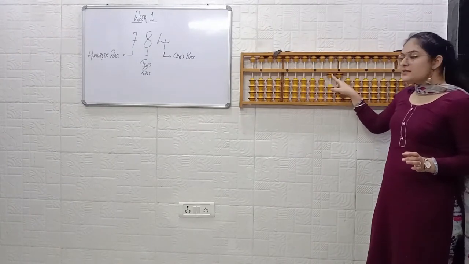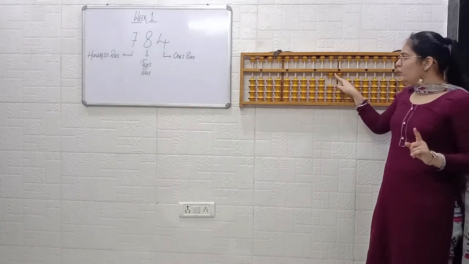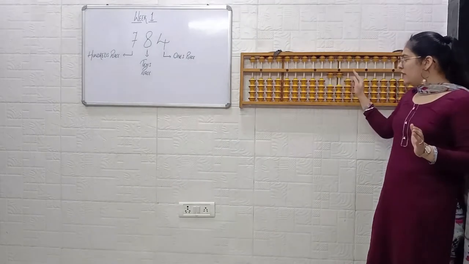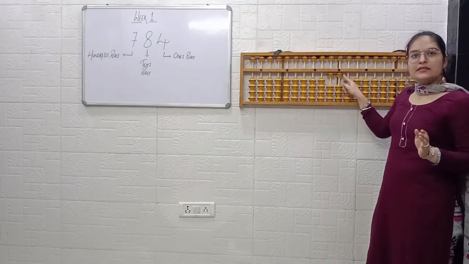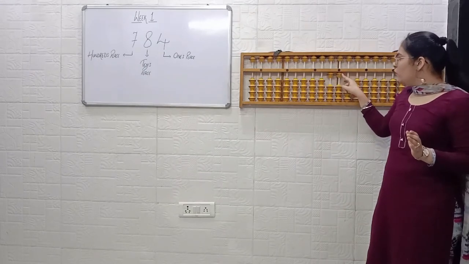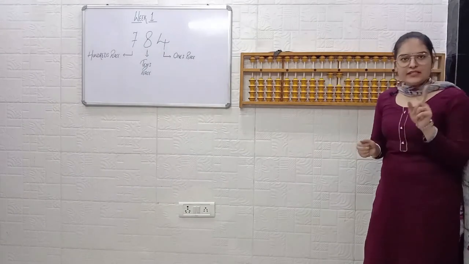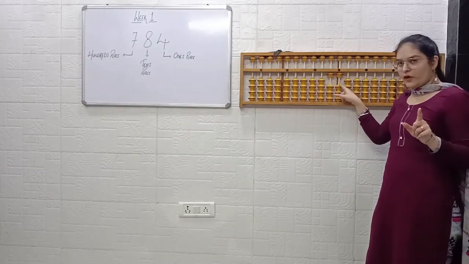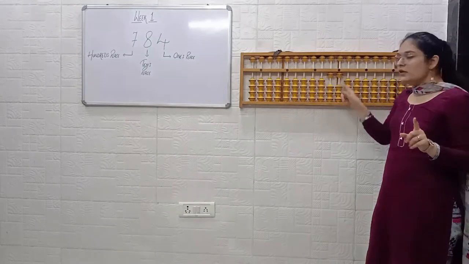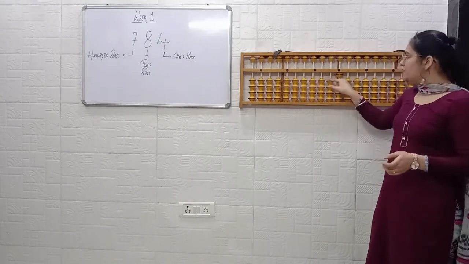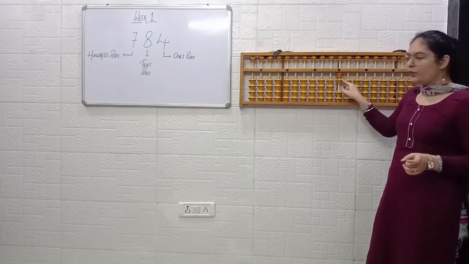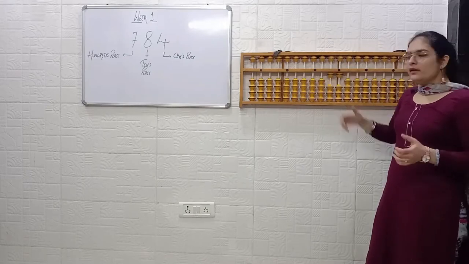So here, it's 1. Keep that 1 in your mind. Okay? Now move to the ones place. Here also it's 1. So 1, 1, 11. It's not 2 because hamara ye tens rod hai and this is ones rod. 2 hamara sirf agar hum ones place pe place karenge, so this will be 2. Okay? So this is 1, 1, 11.